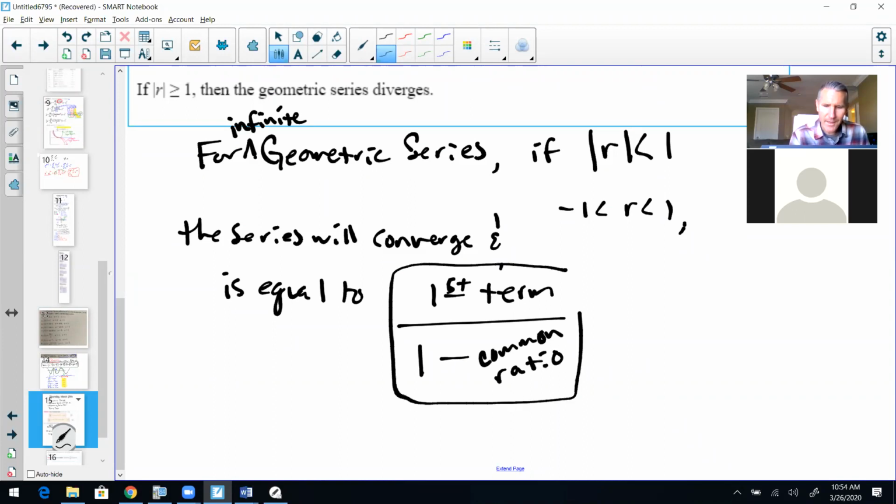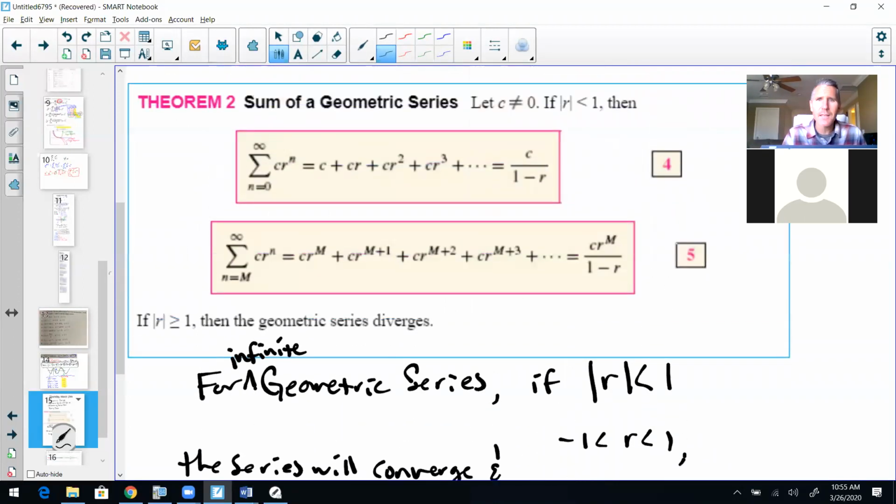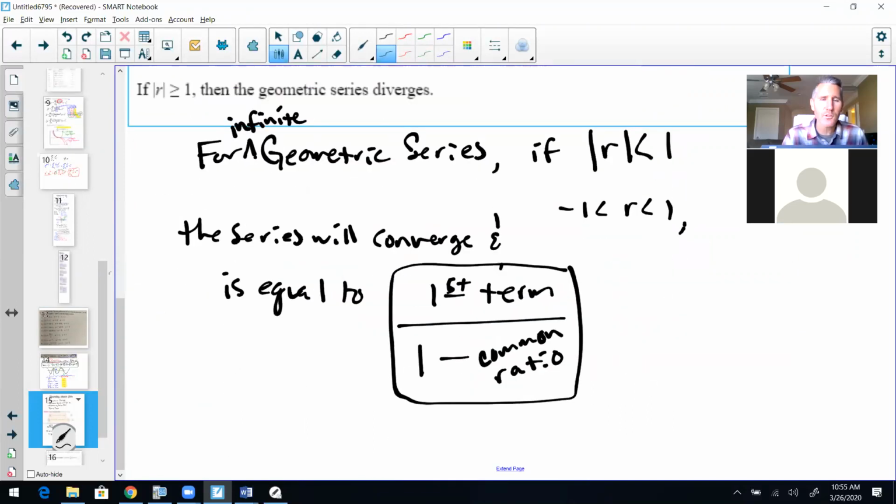Okay, so they have different ways of saying it. Rogalski does not have first term divided by 1 minus the common ratio. But this is the way that I teach it because it's always true. He goes through, well, if the first term is c, he has c divided by 1 minus r, c times r to the m over 1. Forget about all that stuff. It's always just whatever the first term is. No matter whatever that index starts at, you plug that in, you get your first term. That's your numerator, divided by 1 minus whatever the common ratio is. Okay, and that's what we're going to use.